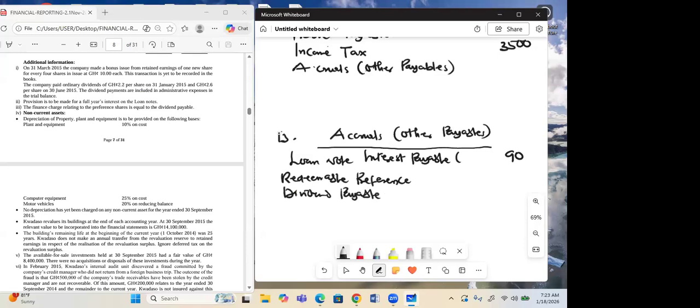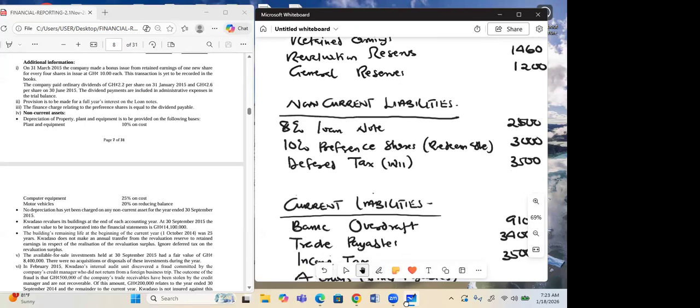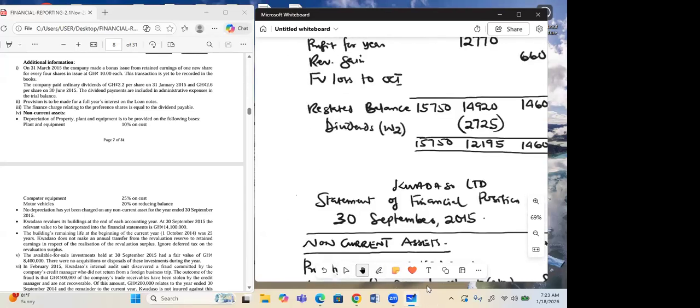Now the preference dividend was 10% of 3,000. The capital was 3,000. That is 300, right? Yes, sir. Now the loan note interest payable, where we saw that we got the accrual, was working number what? Let me go up and check. Number 4.